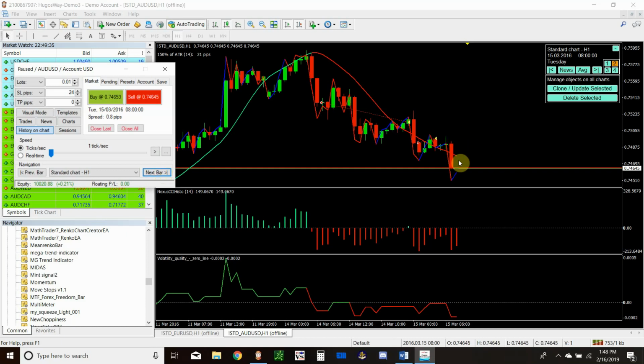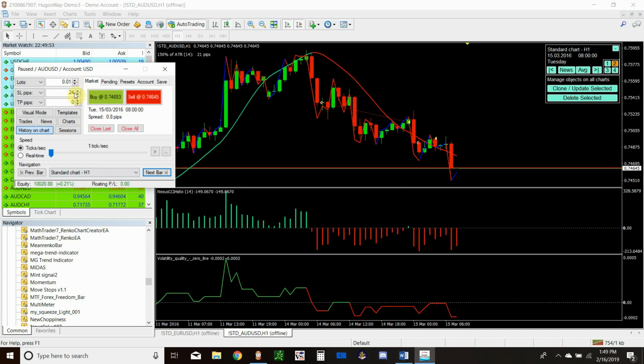So as you can see, running the simulator helps you to recognize patterns and see how the market moves too. It's a lot better than just going back through the charts, which is why I personally prefer using the simulator.